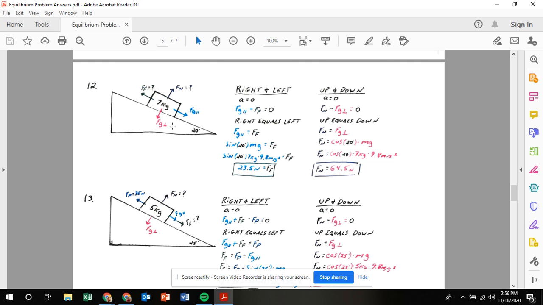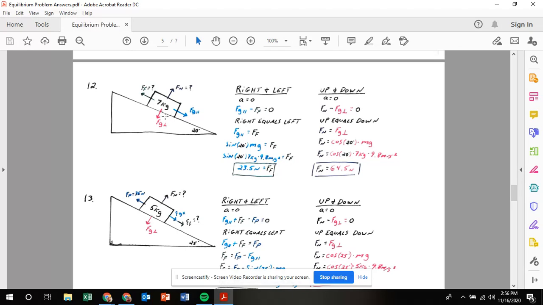Here are the answers to problems 12, 13, and 14. These are all ramp problems. We want to make sure that we have our forces drawn correctly. The normal force is up at a bit of an angle because we're slanted. Force of friction goes up the hill. Gravity parallel is going down the hill. Gravity perpendicular is going sort of into the hill.